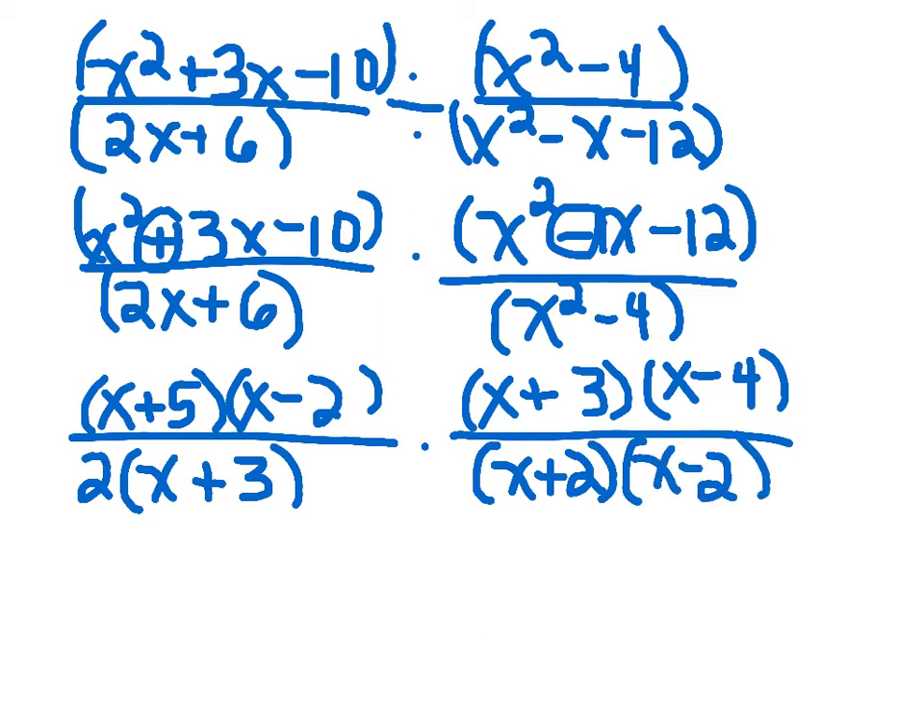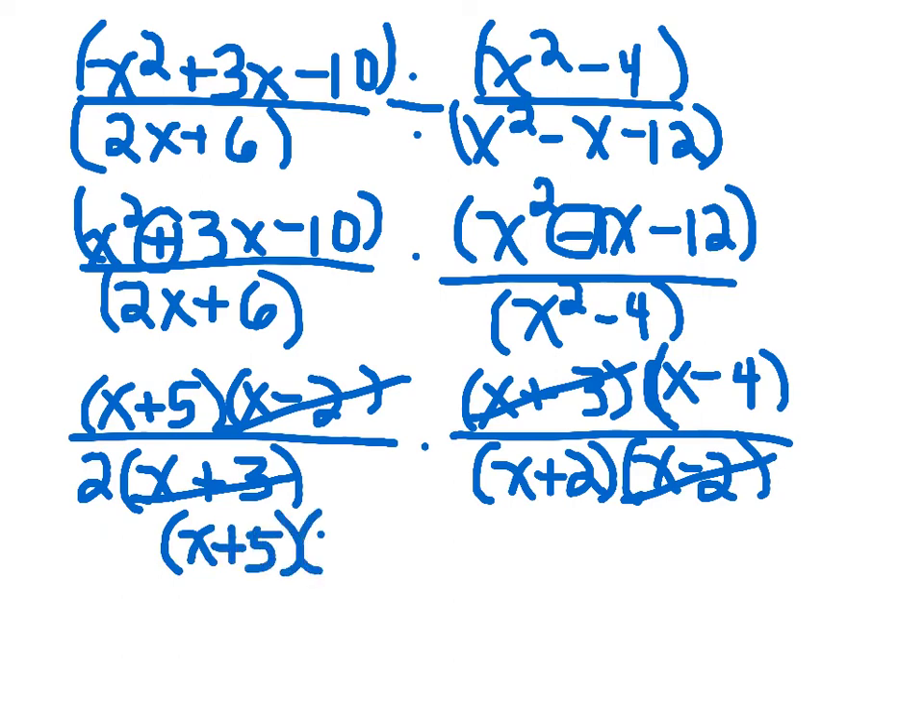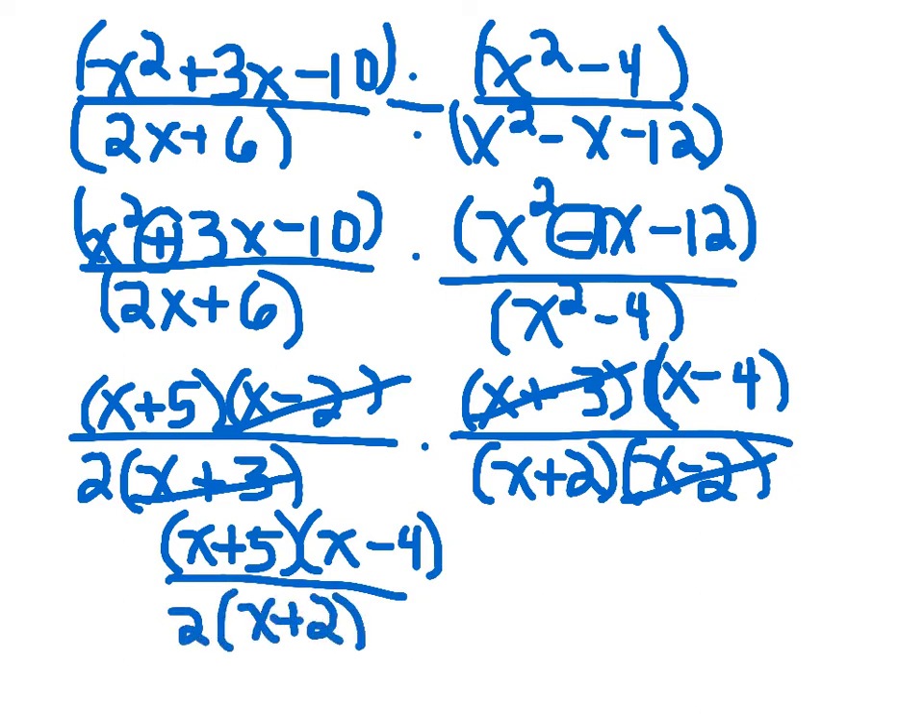So, x plus 5 does not cancel. x minus 2 does. x plus 3 does. x minus 4 does not. That 4 is inside of parentheses, so it can't cancel with this 2 over here, or this 2 here. Now I multiply across. I have (x plus 5)(x minus 4) over 2 times (x plus 2). And just like with multiplication, it's fine to leave your answers in factored form.